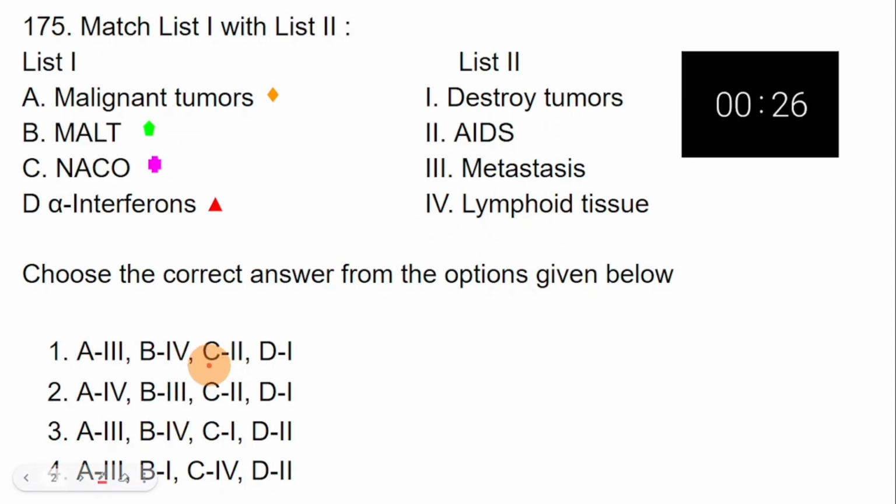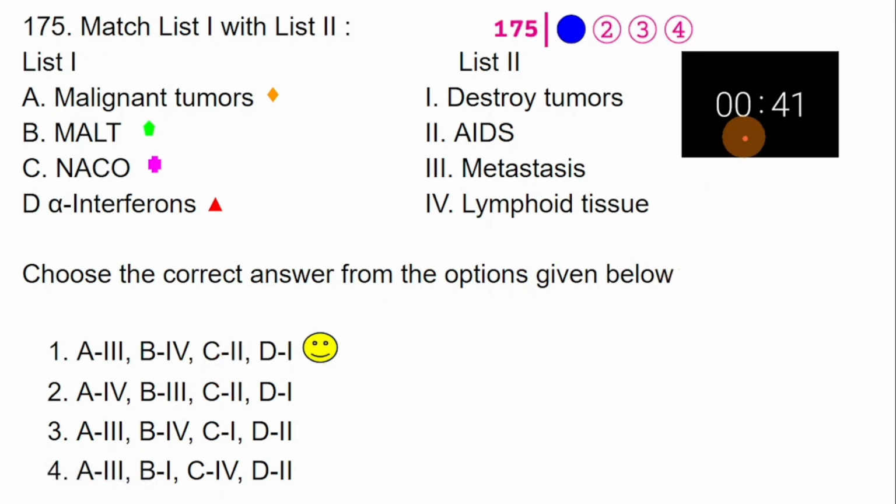Next, we have to find out C is either 2 or 1. NACO is AIDS, definitely. So our answer is option number 1. So mark it quickly on OMR sheet. 175, 1. So we attempted this question in around 40 seconds. So let's understand each and everything given in this question.